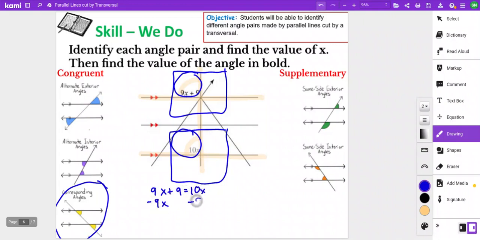We are trying to solve for x first, then plug it in to get the value of the angle. And we get that x equals 9. We will substitute it into the 9x plus 9. 9, x is 9, plus 9. 9 times 9 is 81. Then you add 9 to it, and this gives us 90 degrees.